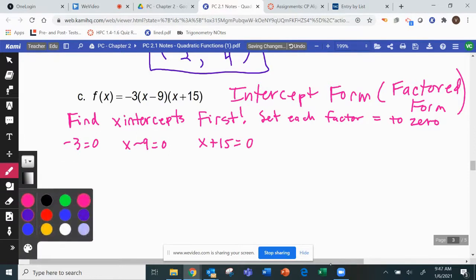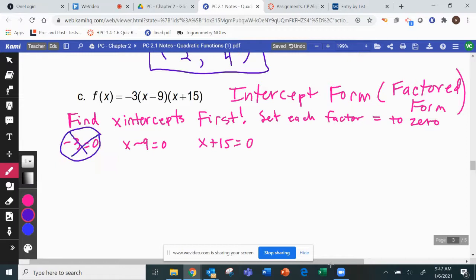In every place that we see an x value, we're going to solve. So this first one doesn't have an x value in it. That will not give us an answer. The second one, I'm going to add 9, and I'm going to get x equals 9. And then the third one, I'm going to subtract 15, get x equals negative 15. So I have my x-intercepts happening at 9 and negative 15. So if we had a graph and we had 9 here and negative 15 here, and those were the x-intercepts, and I've got a parabola. Actually, it's a negative parabola. Hold on.